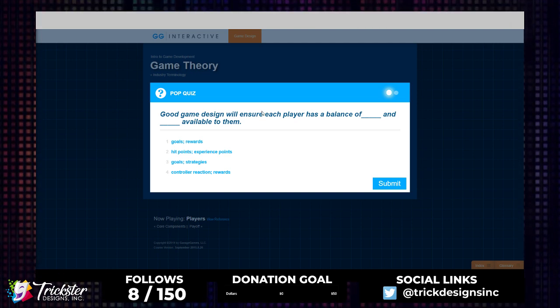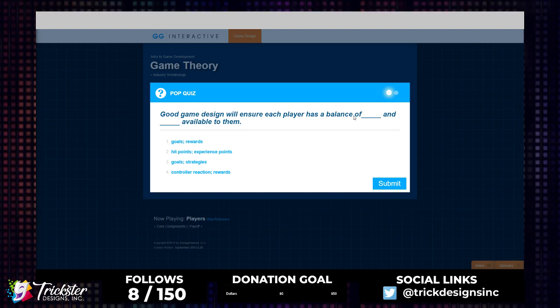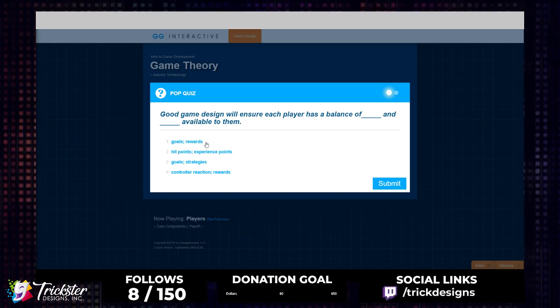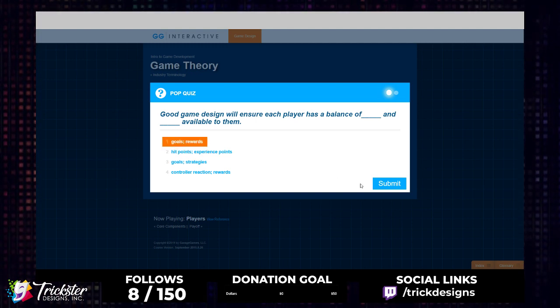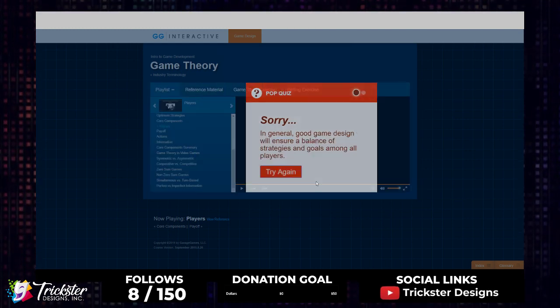Finally, onto the pop quiz. Good game design will ensure each player has a balance of blank and blank available to them. I believe it's goals and rewards, because everybody wants a good reward. What? Okay, I was wrong. See, this is what happens.